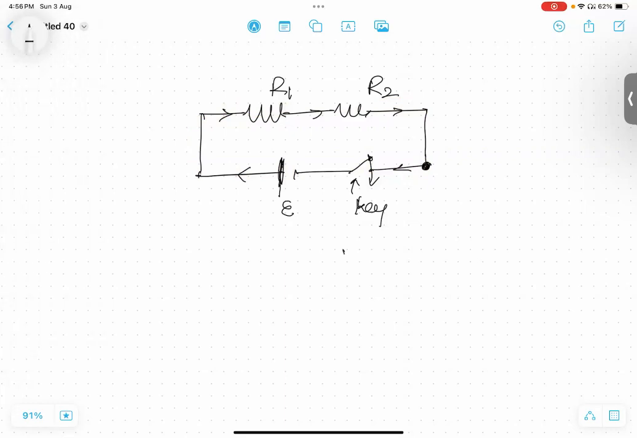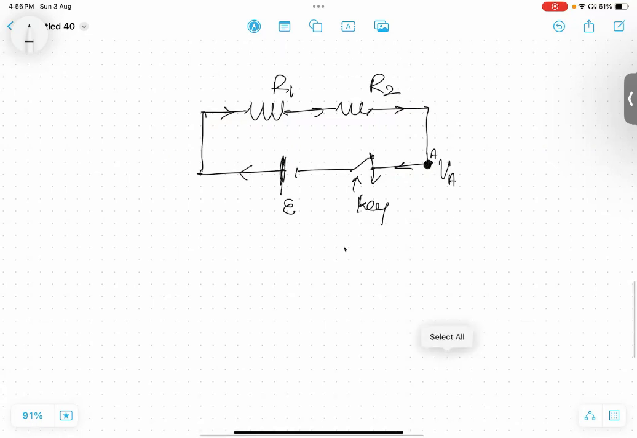Okay. So I will take a point in the loop. I will say that this point has potential VA. This point is A. Okay. Whatever the potential of this point, it doesn't matter what you assume. You can assume it as zero as well. It will be proved in a couple of minutes that it doesn't matter what you assume the potential at A. So I will assume the potential at A is VA.